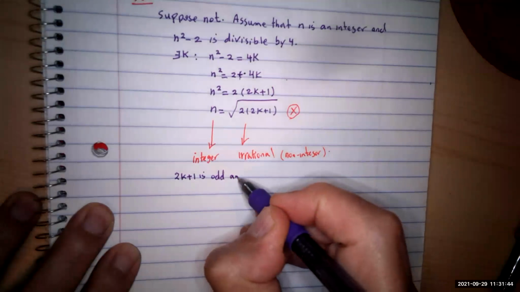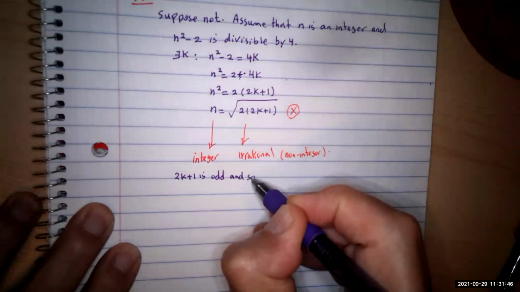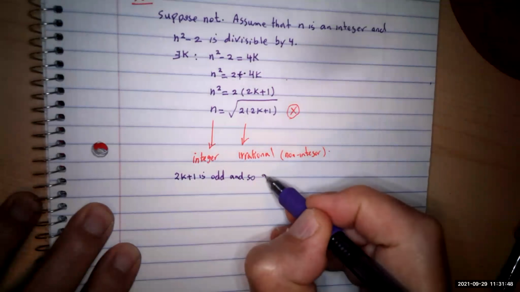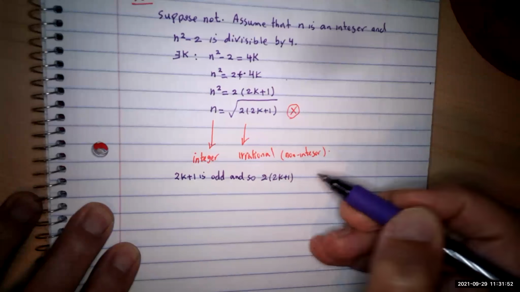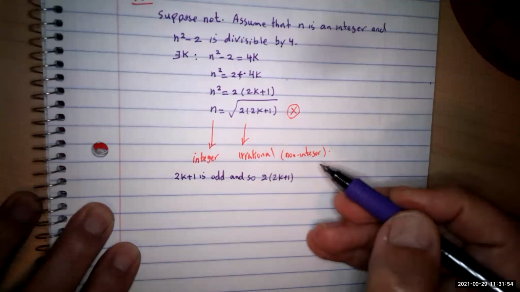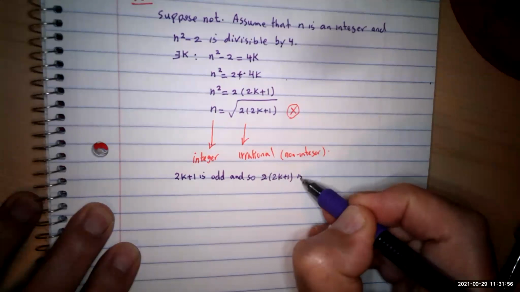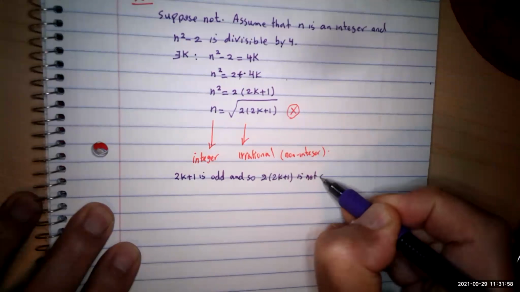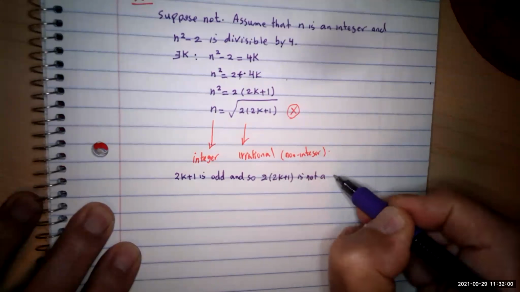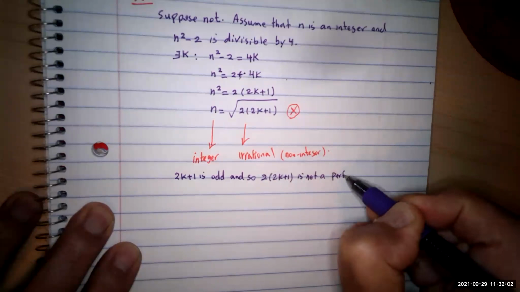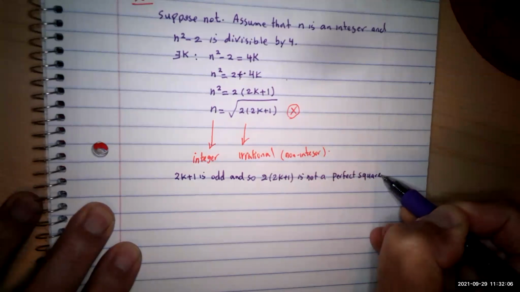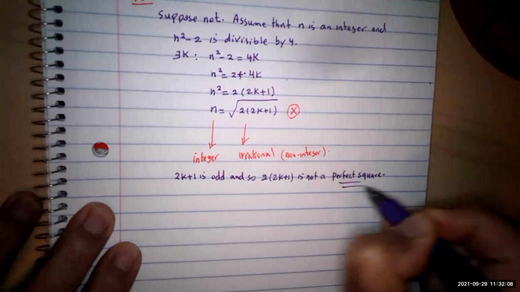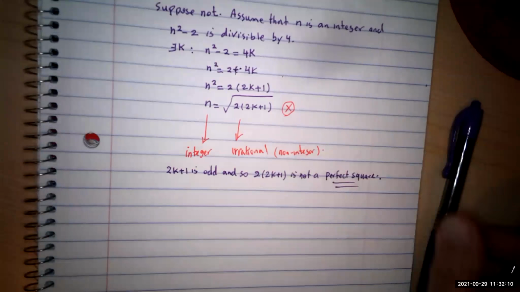And so this is it. 2 times 2k plus 1 cannot be a perfect square. It's not like x squared or a squared. It's not a perfect square. So when it's not a perfect square, it means you cannot pull it out of the radical.